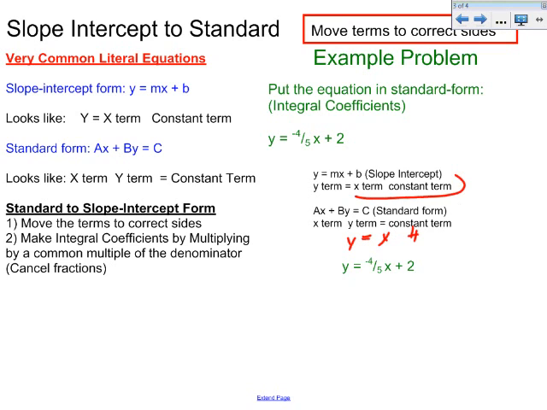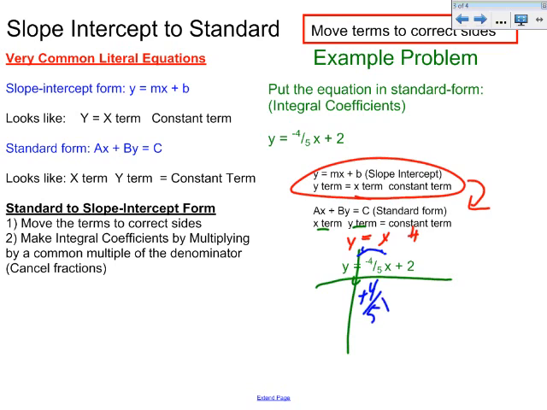So again, we've got to move the x term to the left side because the x term should be coming first. So we're going to go ahead and draw our balance line. We've got to move that negative 4/5 x. Well, the opposite of negative 4/5 is plus 4/5 x. So you do that to both sides.